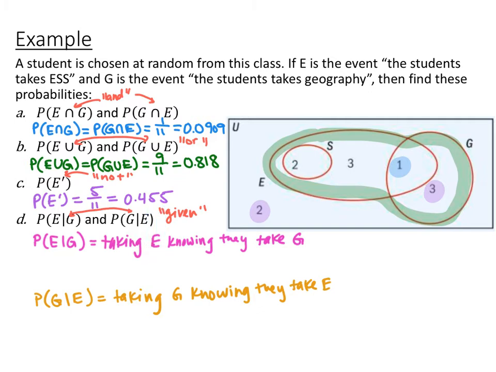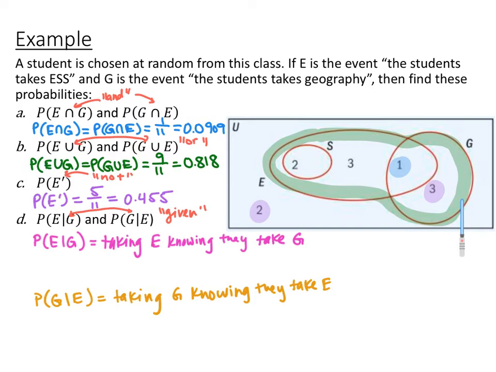So then for part D, we have the probability of E given G and the probability of G given E. So what this means is the first one says the probability of taking ESS knowing they take geography. So now we're only looking at these 4 students who take geography.